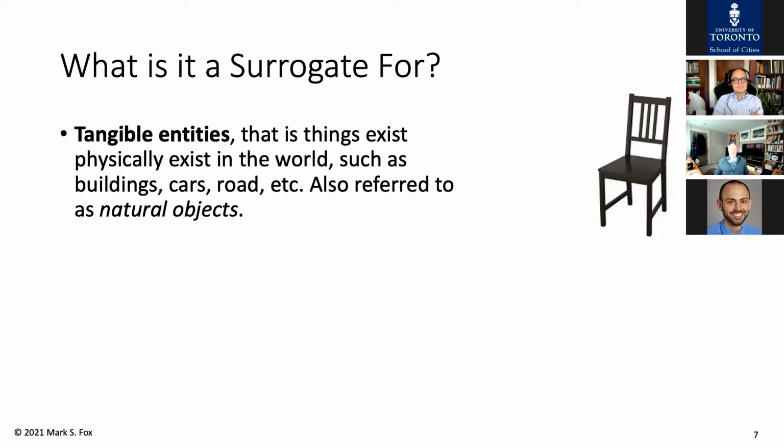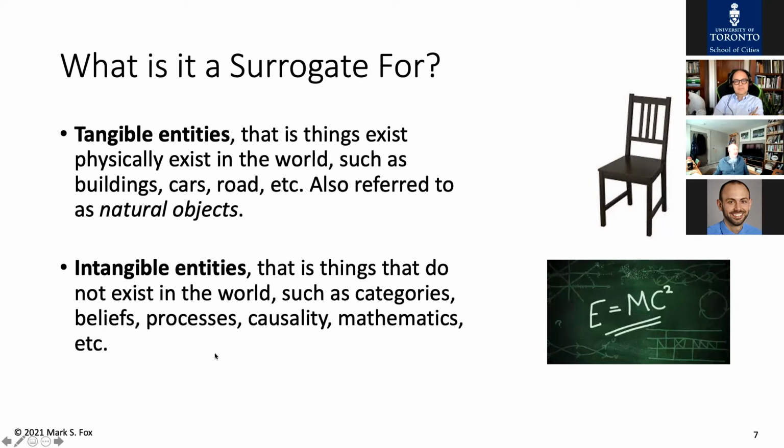So what can we create surrogates for, and why is being a surrogate important to understand? Well, we have surrogates for two types of entities. One is tangible entities, things that exist physically in the world, such as buildings, cars, roads, etc. These are referred to as natural objects. And there are intangible entities that do not exist in the world, such as categories, beliefs, processes, causality, mathematics. And so we do have representations for things like E equals MC squared in our brain.